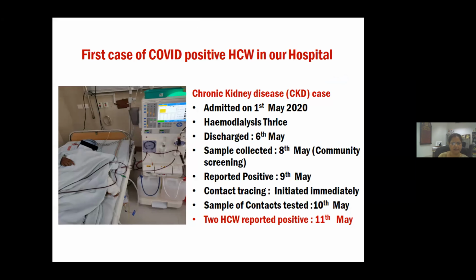A known case of chronic kidney disease came to the emergency on 1st May for hemodialysis. He was screened and did not meet the criteria for COVID testing. Subsequently, he was admitted and underwent hemodialysis thrice. He improved and was discharged on 6th May. On 8th May, he tested positive on community screening, and then during contact tracing, out of 28 contacts, including both primary and secondary contacts, 2 healthcare workers came out to be positive, 1 doctor and 1 nurse. These 2 were directly involved in this patient's care. This set alarm bells ringing, and the entire hospital was shocked and became more vigilant for infection control practices.